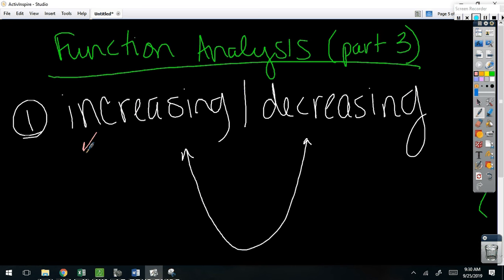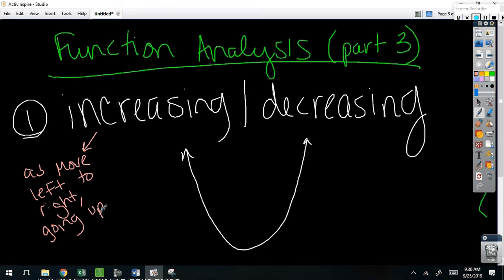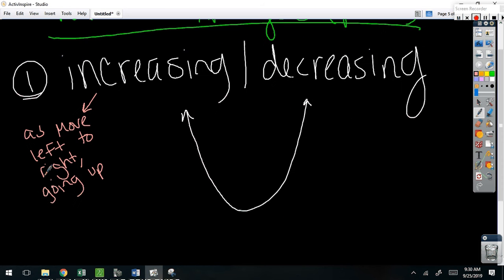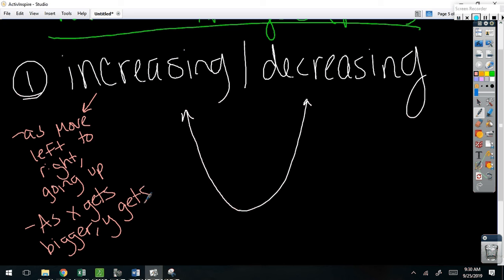What I mean by that is increasing means as you move left to right, the graph is going up. Which really means as x gets bigger, y gets bigger. And it doesn't have to get big fast. It can get big as long as it's increasing some. So as x gets bigger, y gets bigger.